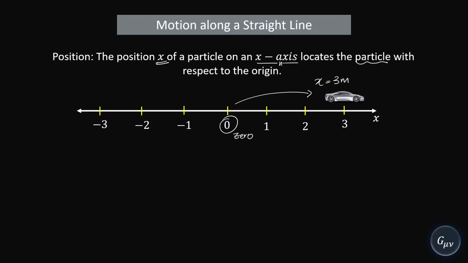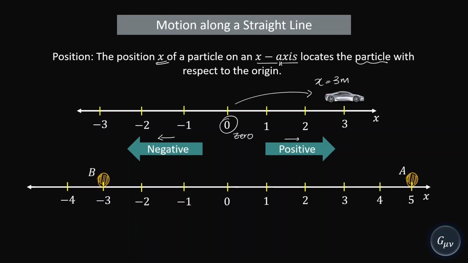Now, the position of a particle can either be positive or negative depending on which side of the origin the particle is on. Suppose we have a particle A on this side of the x-axis. Then the position of the particle A is positive, say x equals plus 5 meters. On the other hand, this particle B over here is on the other side of the x-axis. So its position is negative. In fact, if you look at the line, we can say that x equals minus 3 meters.